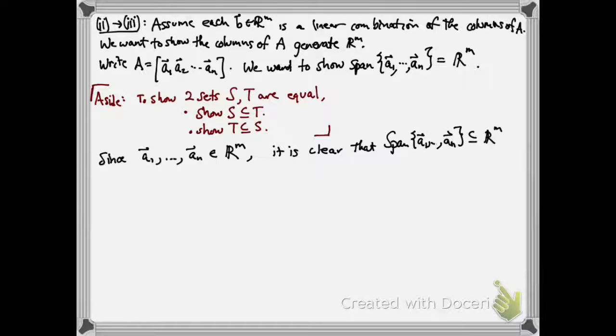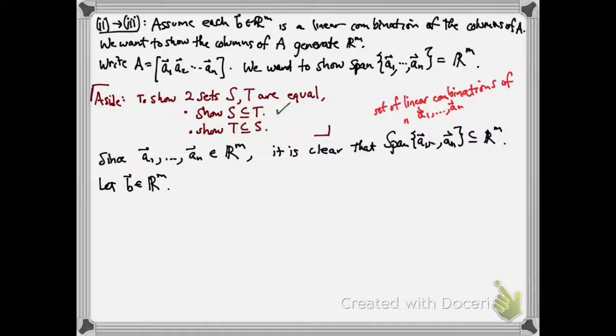Since the columns of A are in Rm, it's clear that the span is a subset of Rm. That's because the span is just the set of linear combinations of the columns A1 up to AN. Right? So in particular, when you take linear combinations, you can't ever leave Rm. You're just taking linear combinations of vectors in Rm.